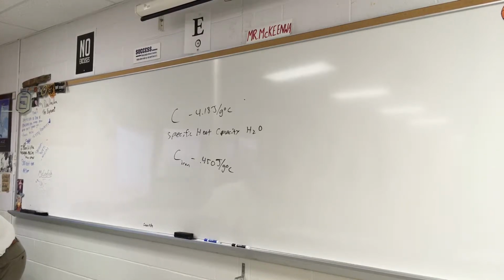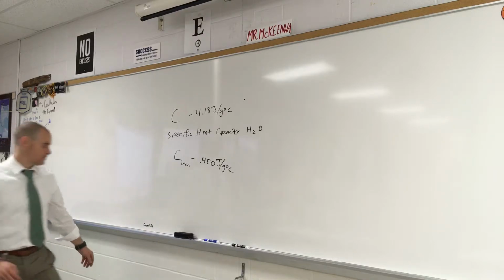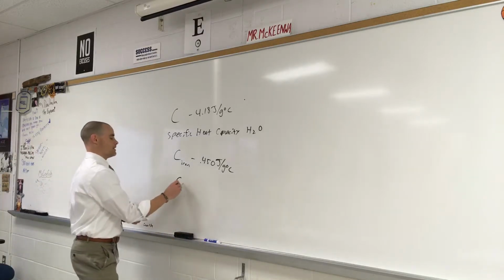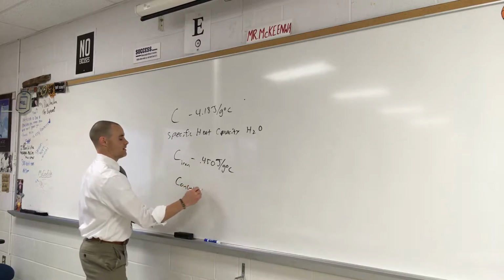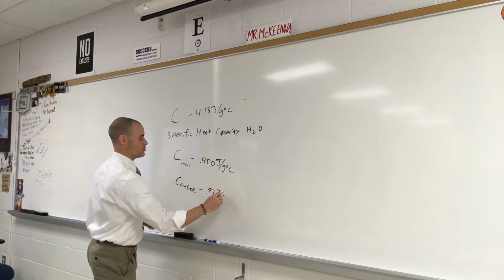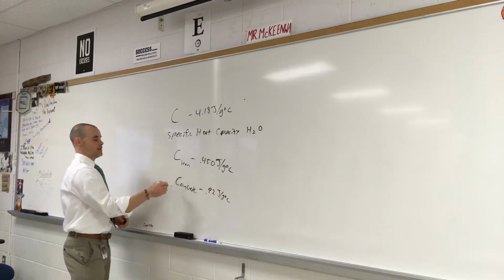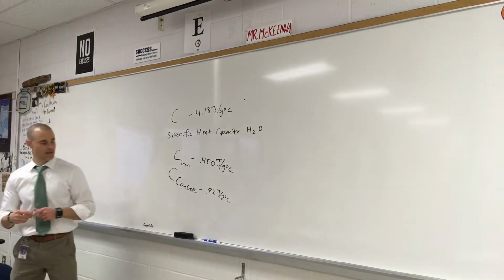Here we go. It's 0.92. So concrete is 0.92 joules per gram degree Celsius. That's the specific heat of concrete.